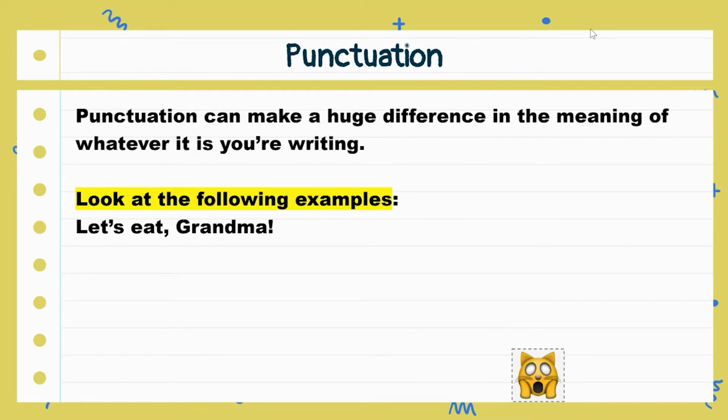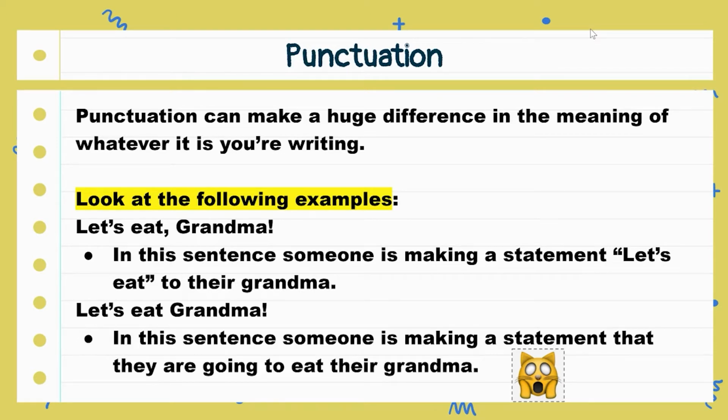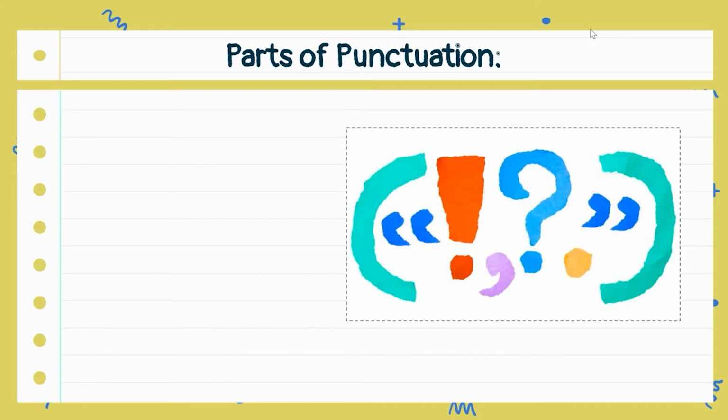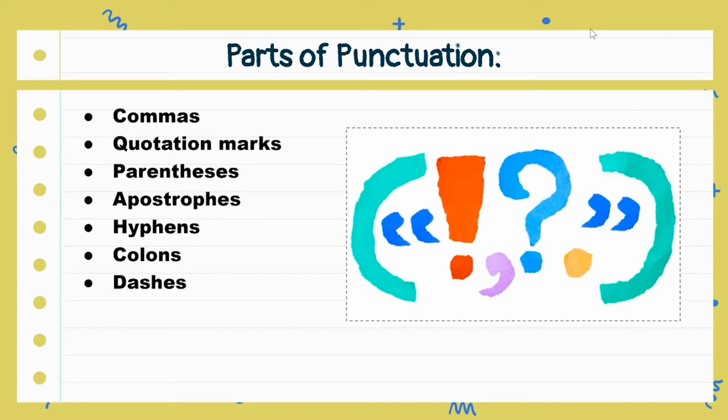"Let's eat, grandma." In this sentence, someone is making the statement, let's eat, to their grandma. "Let's eat grandma." In this sentence, someone is making the statement that they are going to eat their grandma. And punctuation has some marks we will see here: commas, question marks, parentheses, apostrophes, hyphens, colons, dashes, and things like that.